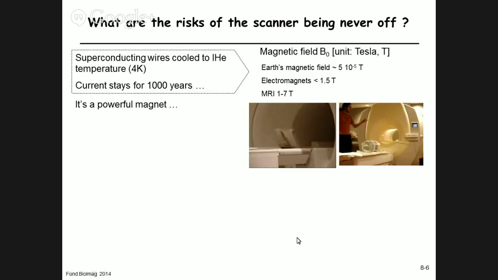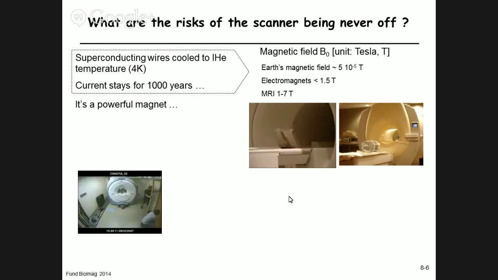Okay, the next video that you're going to see is a tennis ball filled with nails. Nails have the nice property that they're ferromagnetic, so they're attracted by a magnetic field. Okay, so let's see what happens. It's going inside the scanner and then sticks to the side. Okay, so what is the major danger of being around an MRI scanner?